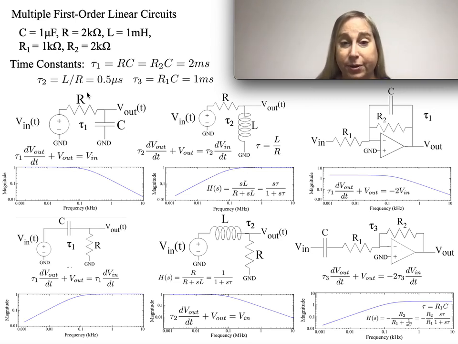It's a ratio that you get from this. And that L over R in this case, with R2, is going to be half a microsecond. Now if it had been L over R1, it would have been 1 microsecond.